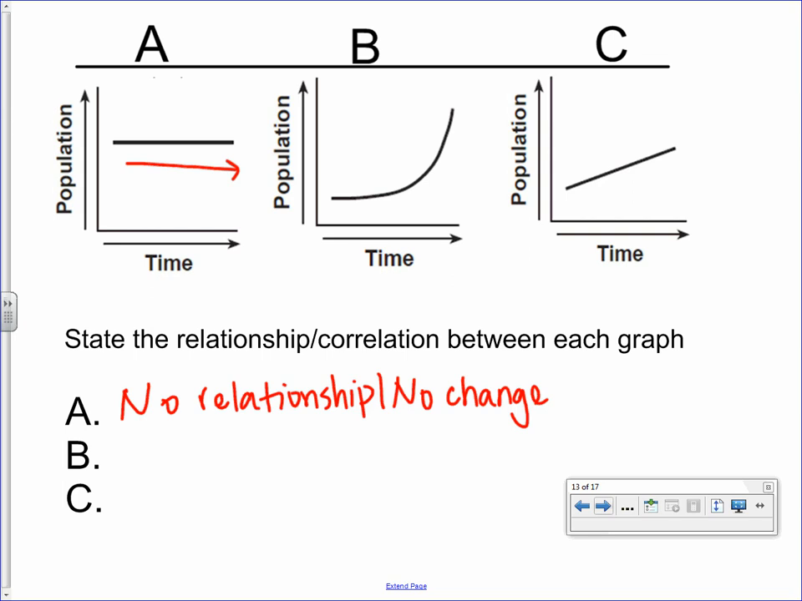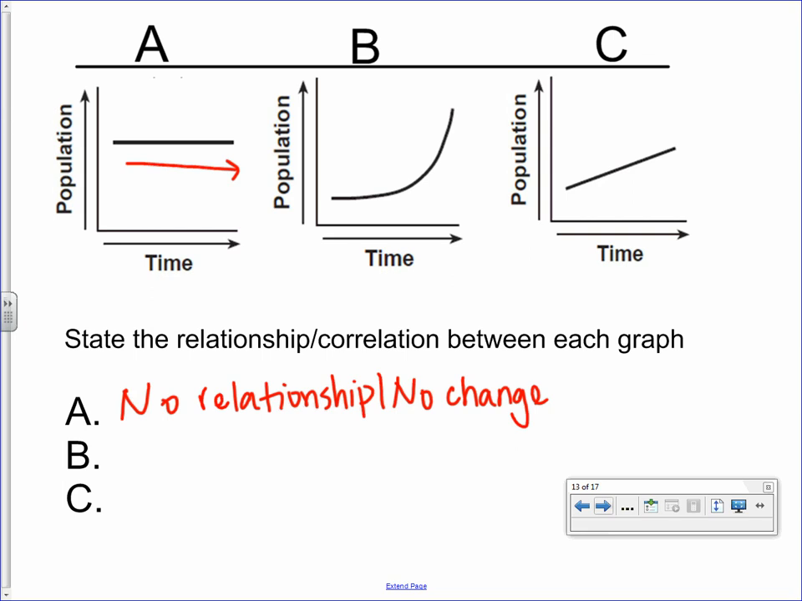Okay, there's no relationship and there's no change. If you look at B and C, there is a relationship. Look at B and C. What's the difference between B and C? They're both showing increase, but they're showing increase in a different way. Look at B versus C.